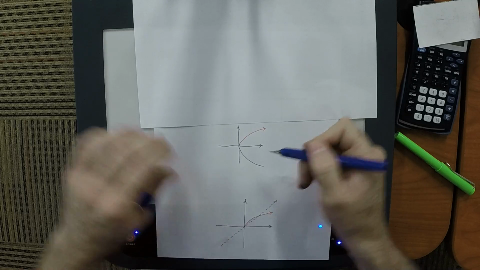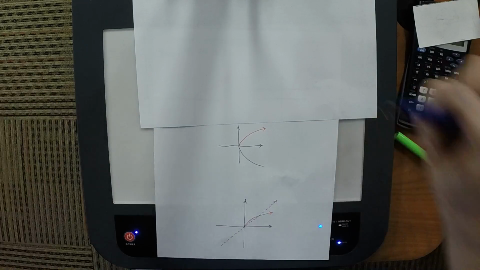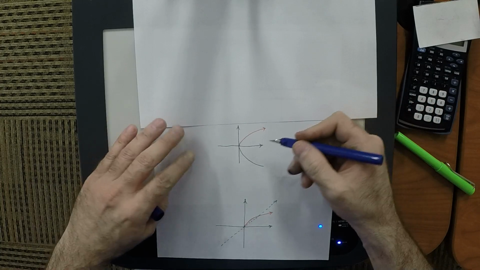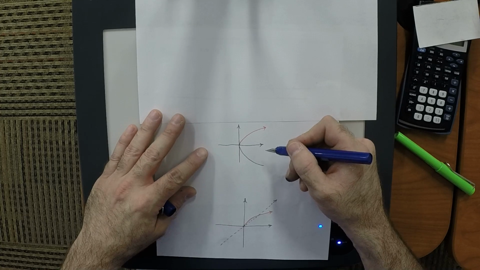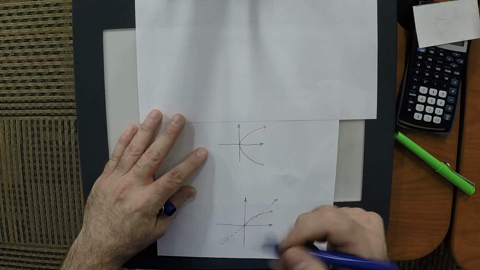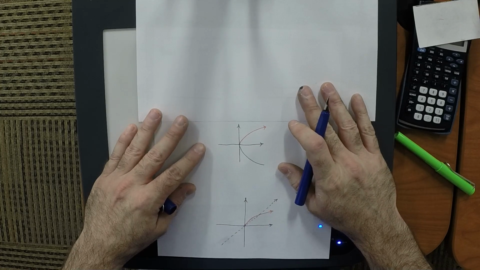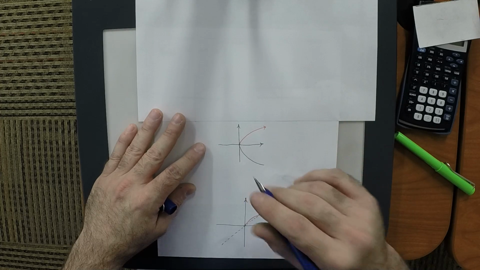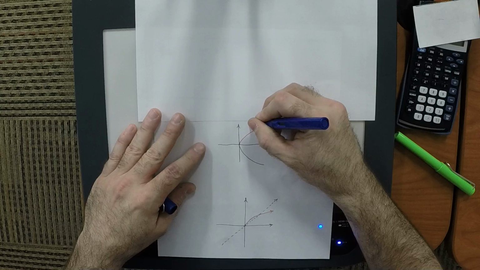Now I'm going to cover that part up, and I must ask a different question concerning this plot here. Is this plot the plot of a function? No, it's not a function. Why not? Because it doesn't pass the vertical line test.